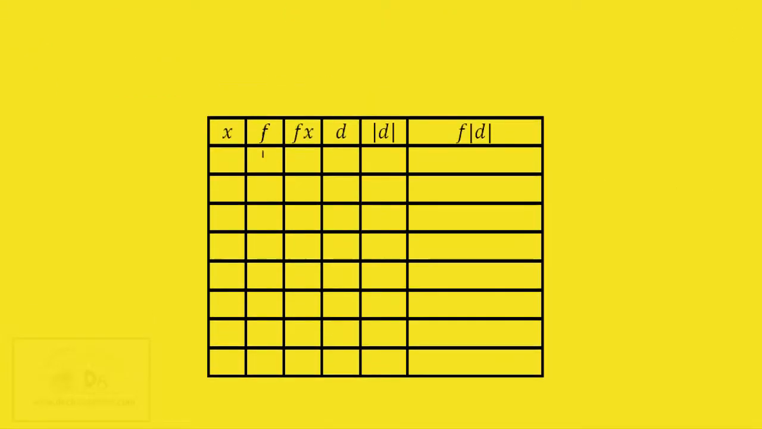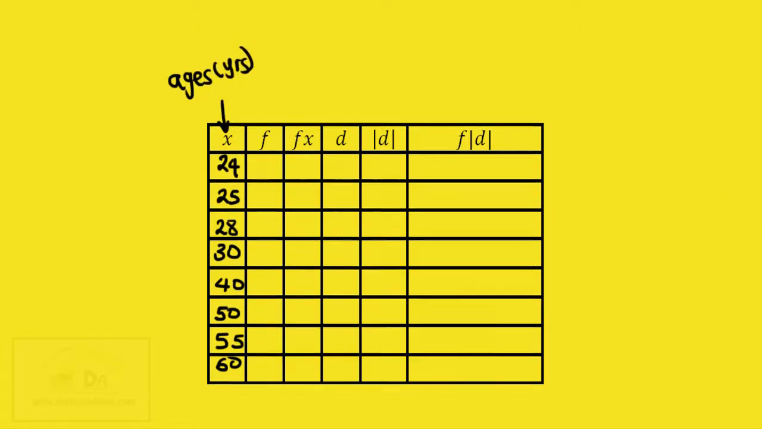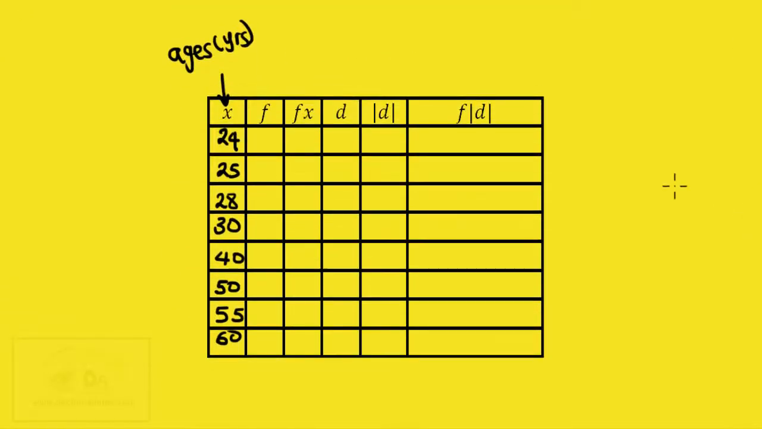So I'm going to use this table to solve both questions. I'm just going to write the ages in the first column. I'm representing the ages with X: 24, 25, 28, 30, 40, 50, 55, and 60. So these are the ages in years, and f represents the frequency of each of these ages. If you remember from the ages we're given, there's just one of each.